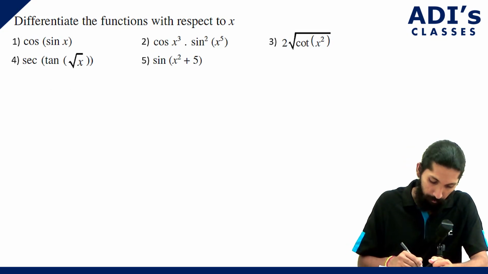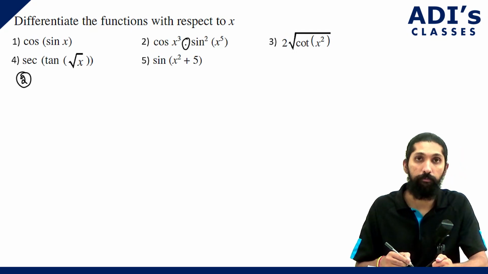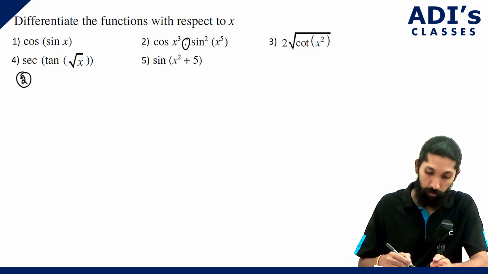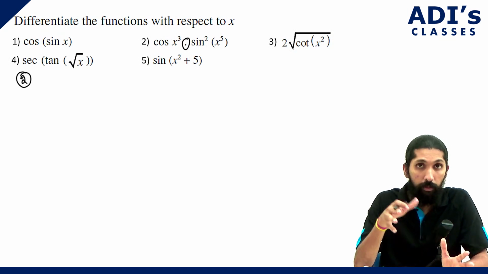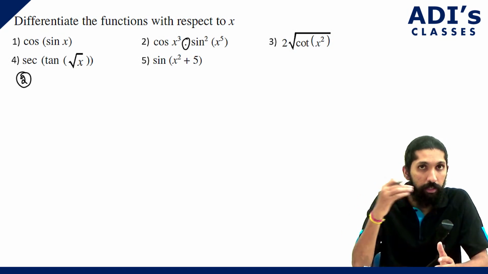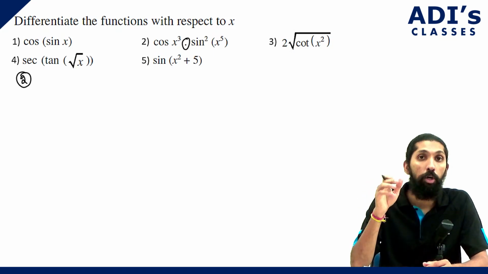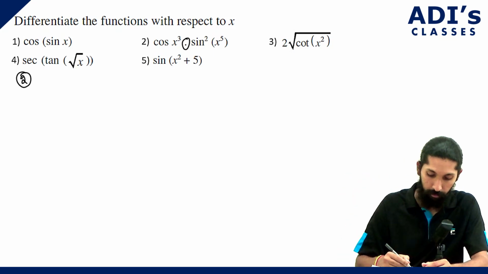All right, let's start with the second one. See the second one? Here we already have a product. That means we have to use the product rule, isn't it? So first what we'll do is, see, cos of x cube times sine square x power 5. We'll differentiate these two separately, because if you remember, the product rule is u dash v plus v u dash, isn't it? That means first let me write that one down.